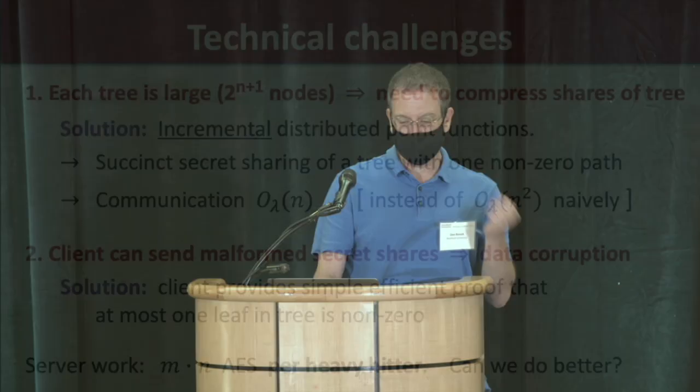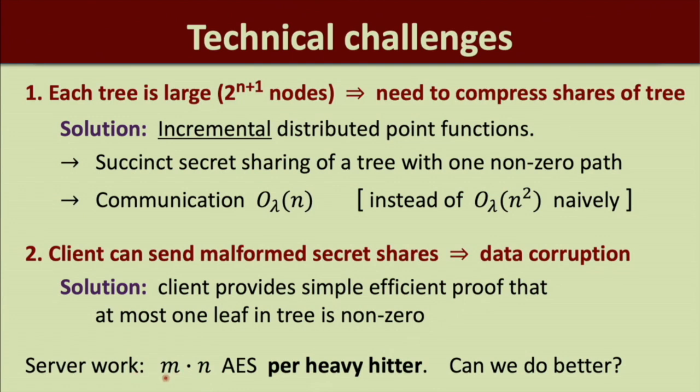Okay, so the overall work for the server is just proportional to the number of clients times the length of the contributions, the length of the URLs, 32 bytes in this case, which is very, very reasonable. It's just symmetric key work, no public key operations. So this is a very practical way to get heavy hitters.